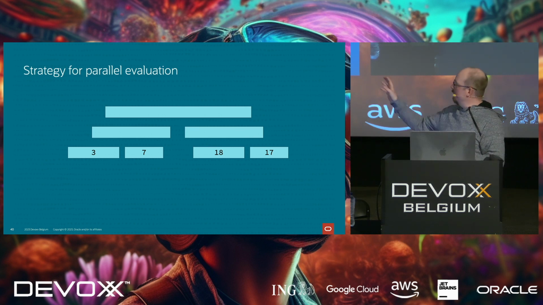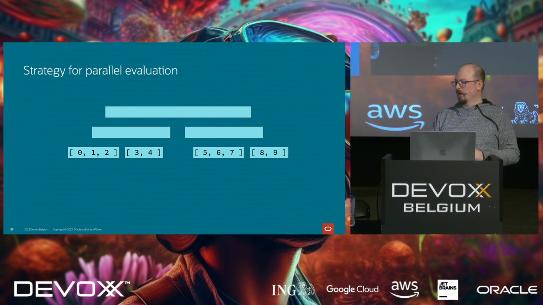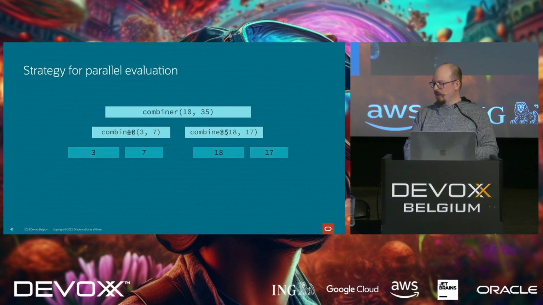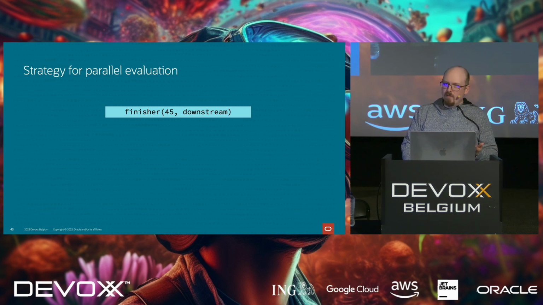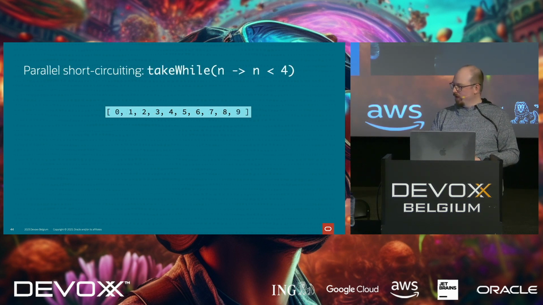So for each of these leaves here, the state will be 3, 7, 18, and 17. And when that is done, we recursively combine them at each of the upper branches. So we combine the 3 and the 7, and the 18 and the 17, and then the 10 and the 35, and then we have 45. We pass that into the finisher with the downstream, and then we're done. All right. Simple enough, you would think.